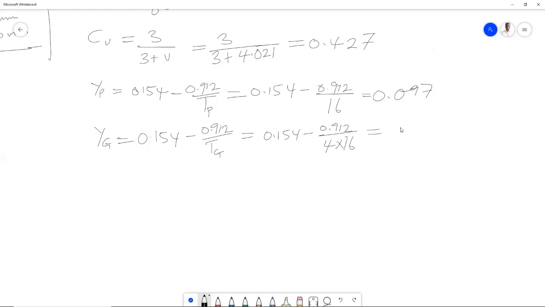So if you calculate this, what do you get? 0.131. Is that it? Yeah. Okay, that's it. All right, so from here we can determine which of the two elements is stronger by determining the strength factor. So the strength factor, we have sigma OP times YP.